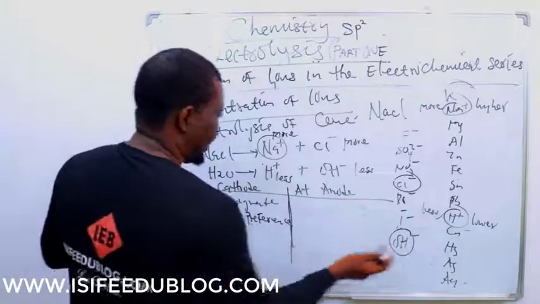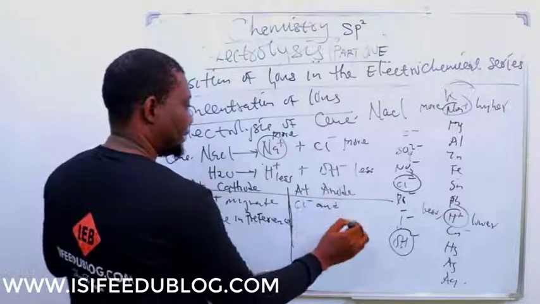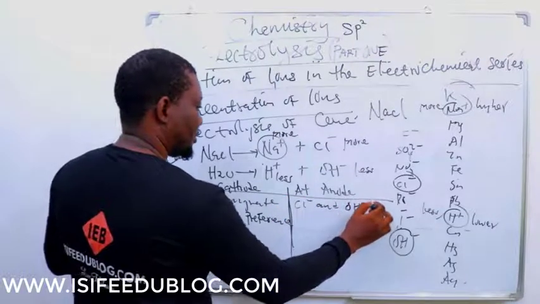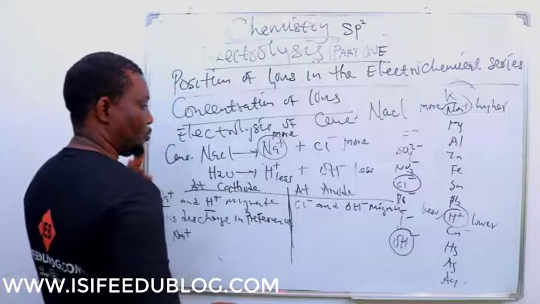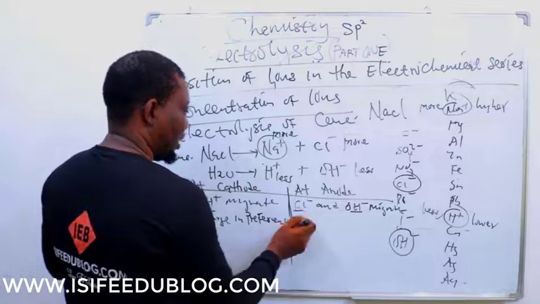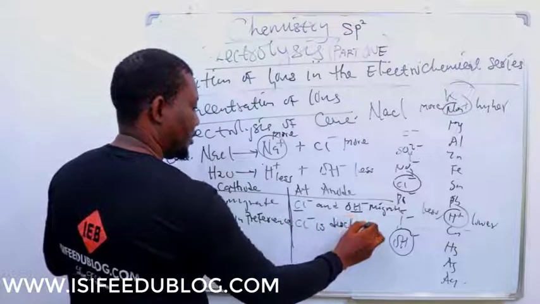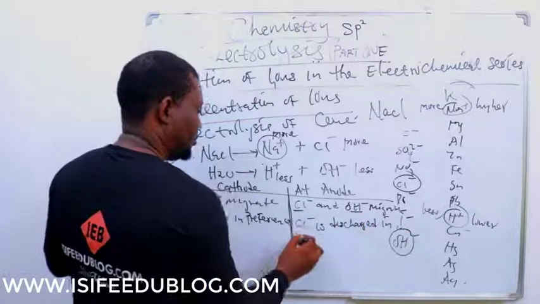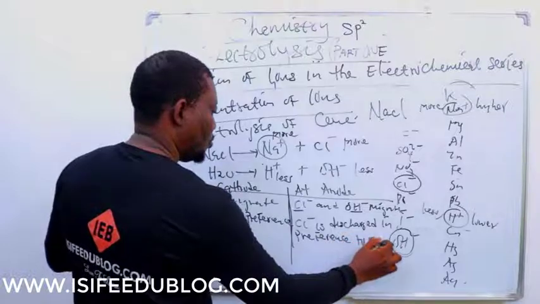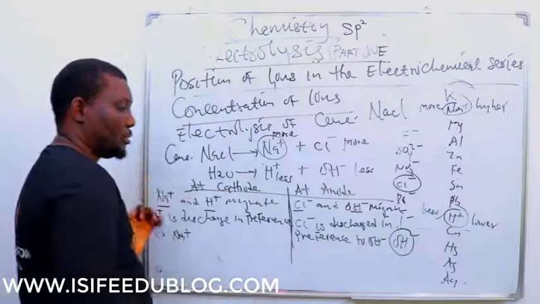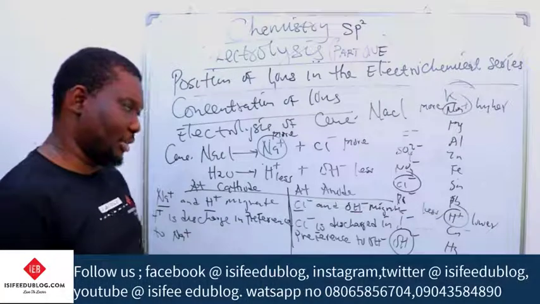But before I say that, I could just outline that Cl- and OH- migrate, but the two cannot be discharged at the same time. So one is selected, and it is Cl-, not OH-. Cl- is discharged in preference to OH-. What is my reason for discharging Cl-? Concentration and proximity, closeness; they are too close.